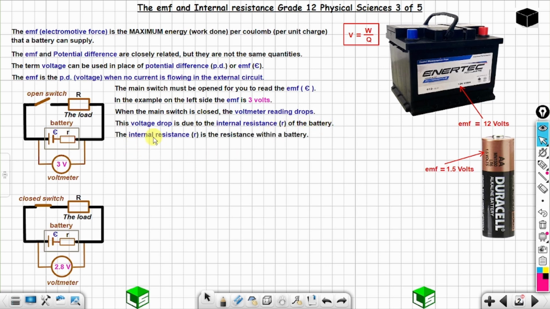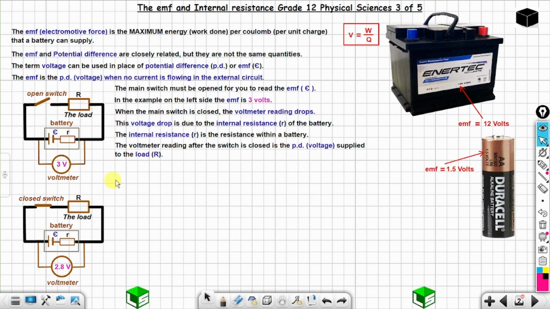So the internal resistance is the resistance within a battery. All batteries have got an internal resistance. The voltmeter reading after the switch is closed is the potential difference or the voltage supplied to the load. 2.8 volts is supplied to the load. The load is anything connected to the battery.